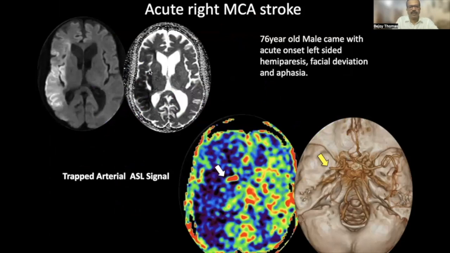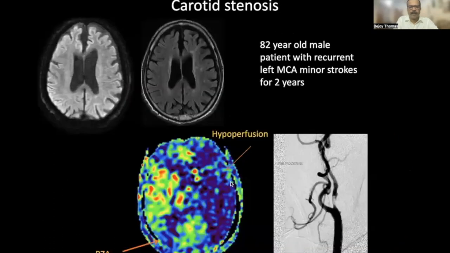You can see that there is an MCA occlusion in an older patient. There is an MCA cutoff, and because of that there is no perfusion happening. The ASL is getting trapped in the proximal vessel, and this is the trapped ASL sign. Hypoperfusion can be due to carotid stenosis, and we should not always attribute it to a parenchymal abnormality when we see hypoperfusion.